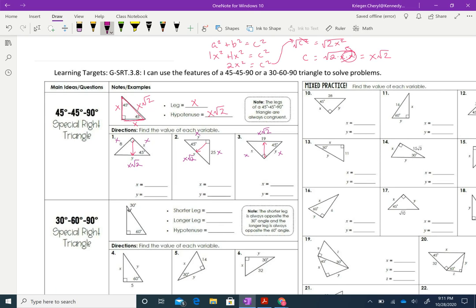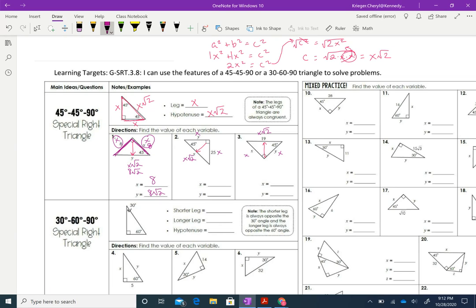So, number 1, they give us our side length. Our x is 8. So if x is 8, this x is also 8, right? So my other side length, my other leg, is 8. And then plugging in x equals 8 to x root 2, I'm substituting 8 for x. Y is 8 root 2. So that was pretty simple.